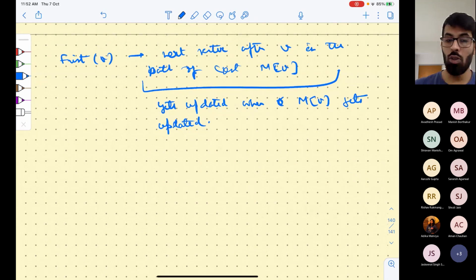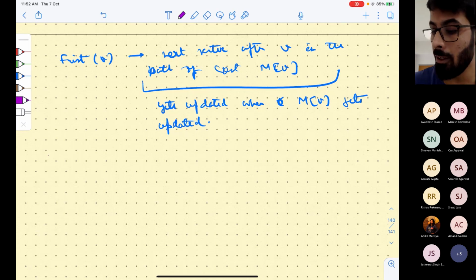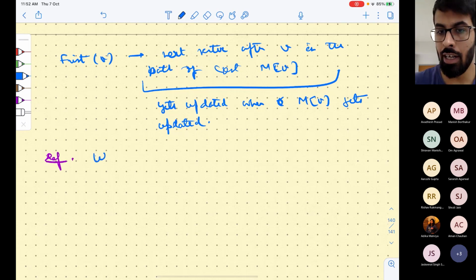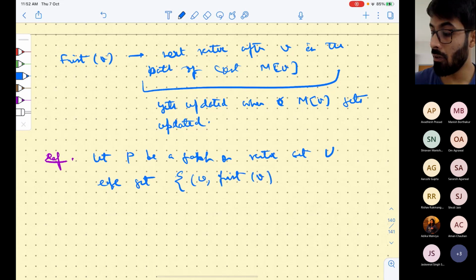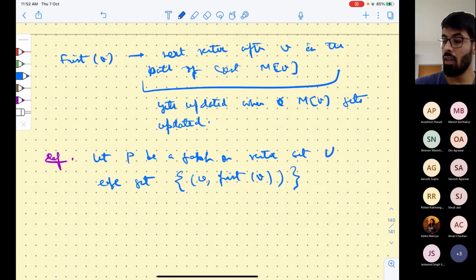Okay. And now using this, we want to show that we can trace the shortest path, right? So we can define a graph on these edges. Let P be a graph on vertex set V and edge set these vertices V comma first of V. So let P be a graph, which is just like, you take all the vertices and you take all the edges which go.